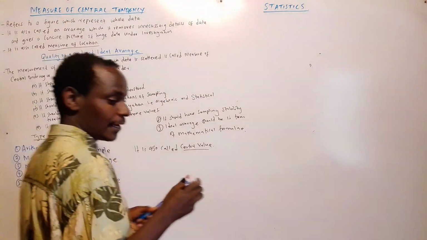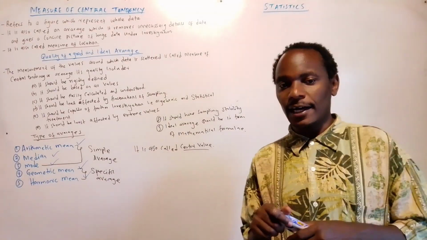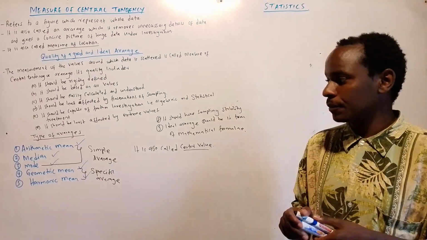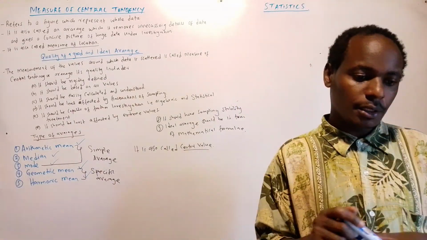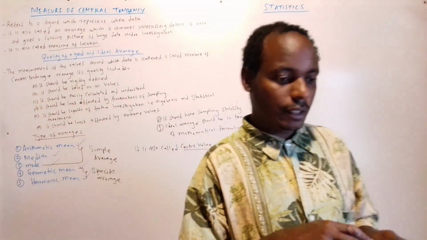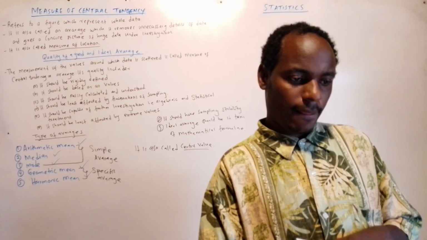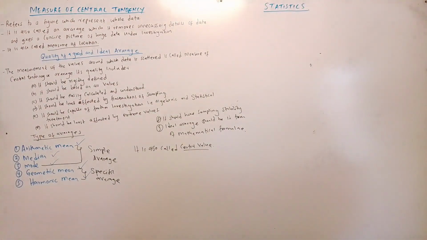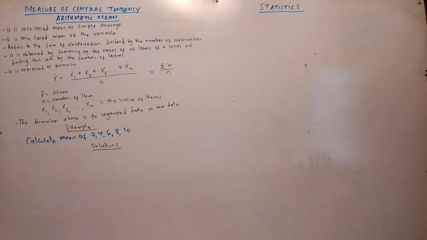So in an exam, if they tell you to state examples or types of simple average, then you have the 3: arithmetic mean, median, and the mode. Then the specific average, you have the geometric and harmonic mean. So let's start with the first one, that is the arithmetic mean.